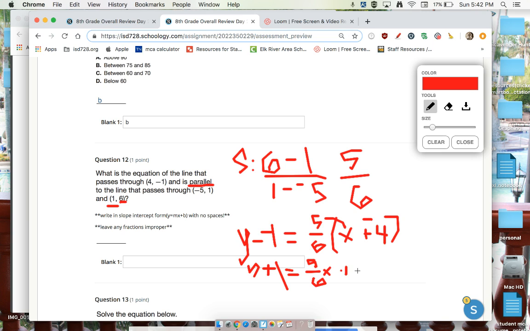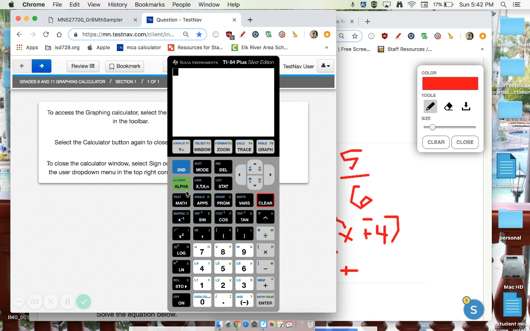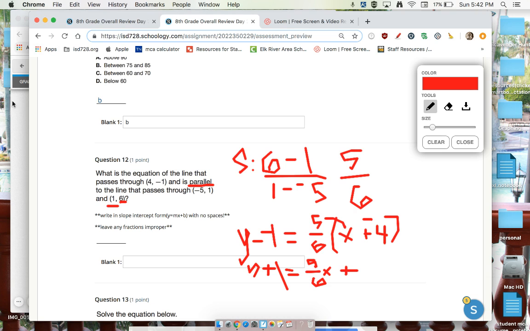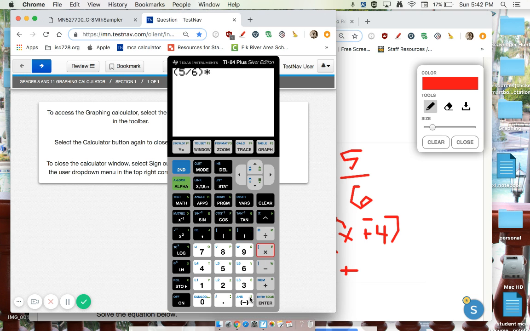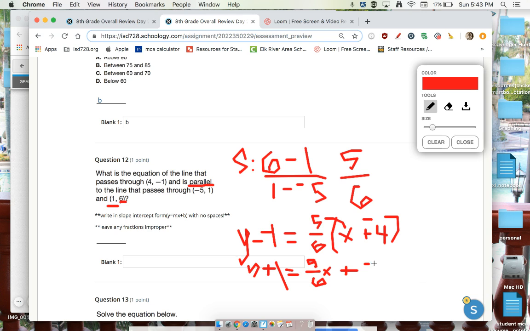Plus 5/6 times the negative 4. Let me show you how to type that in. Any fraction, you always use a parenthesis. So 5/6, parenthesis, and then what am I doing? Timesing by -4. So times -4, enter. And I get this random decimal. As 8th graders, we don't want that. So I'm going to tell it to slide it to a fraction. So math, slide to fraction, enter, enter again, -10/3. So plus a -10/3.